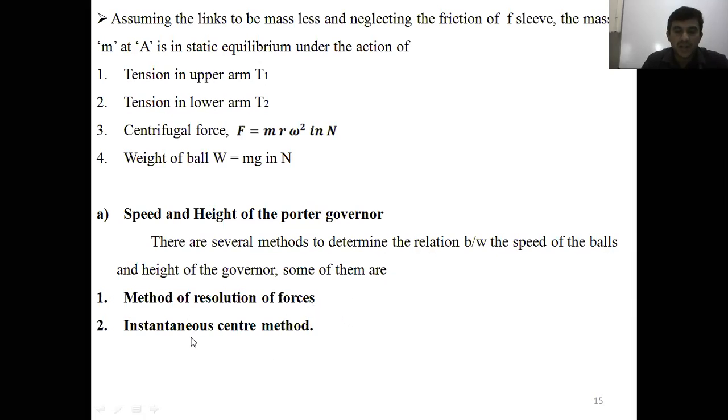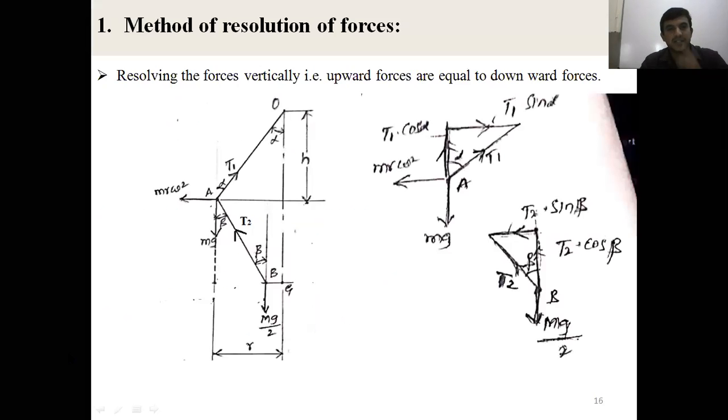Instantaneous means at a particular instant, where will be the position of the link. Based on the position of the link, we draw the center location, the center of the link movement. That is called the instantaneous center method. For your syllabus, you have only the instantaneous center method.